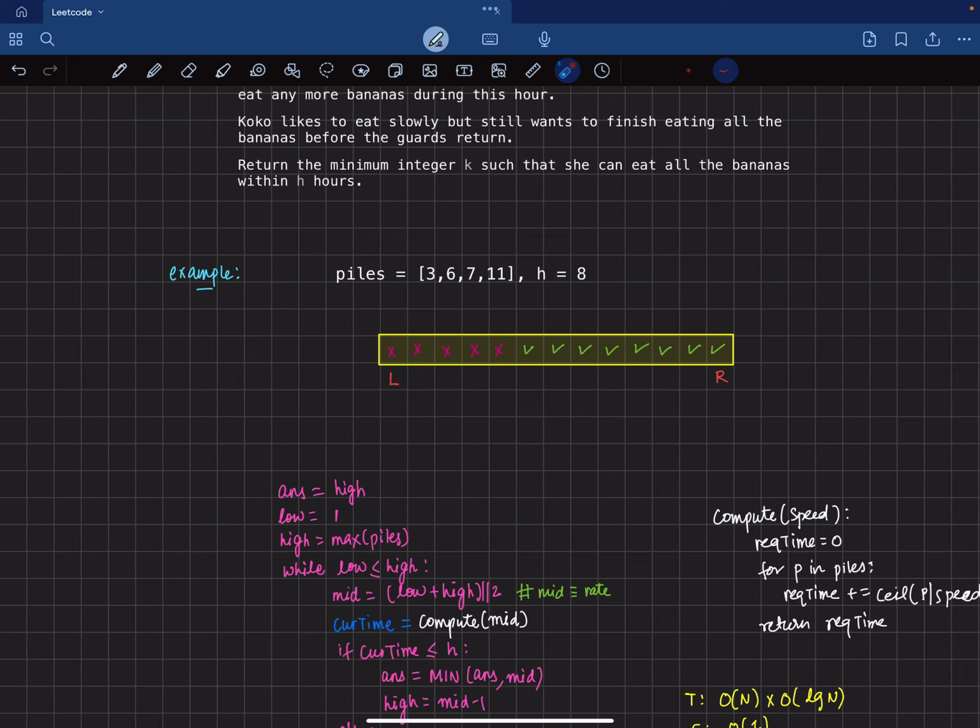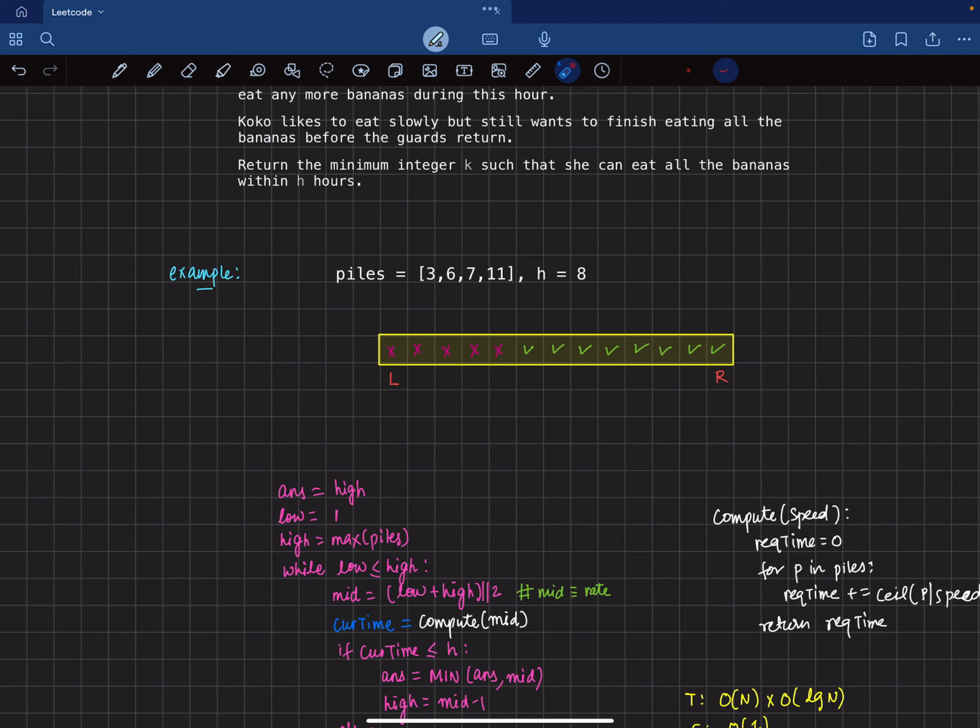Awesome. Now, let us look at this diagram. What does it tell us? It tells us there will be cases. If her eating banana speed is very low, she might not be able to finish all those piles within H hours. But if her eating banana speed is very high, she will be able to finish those bananas within H hours, which will lie in this range.